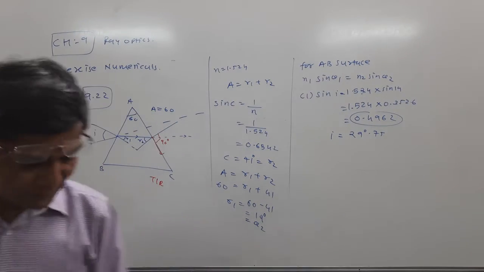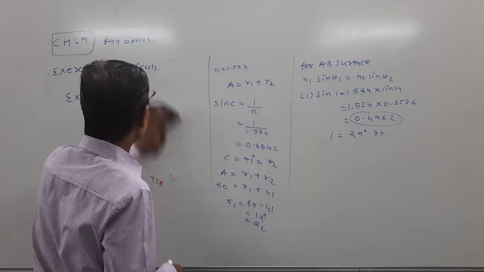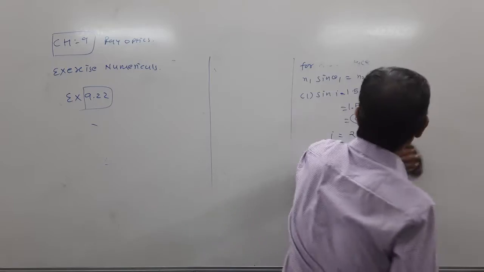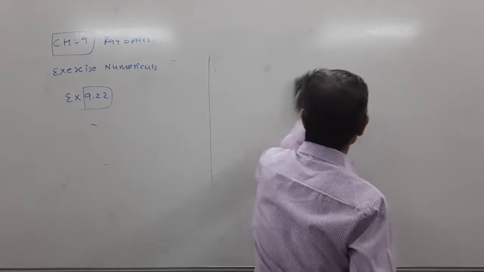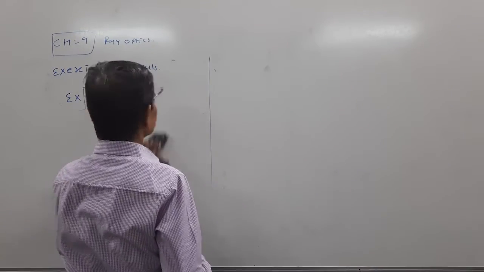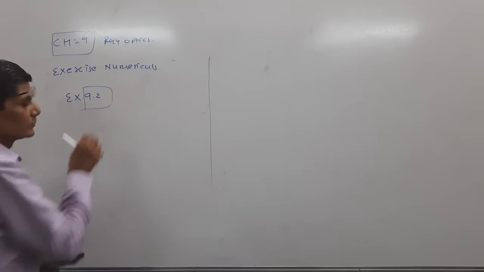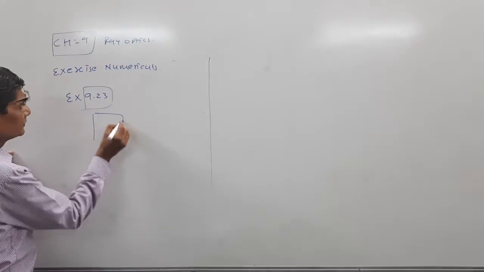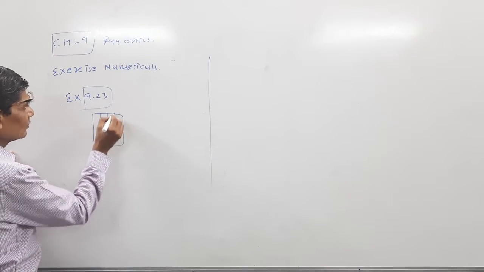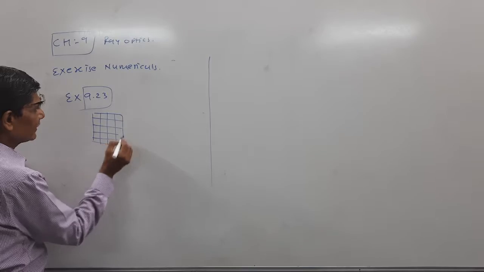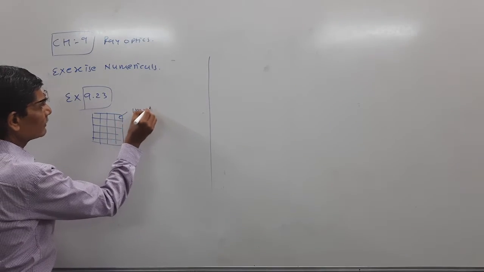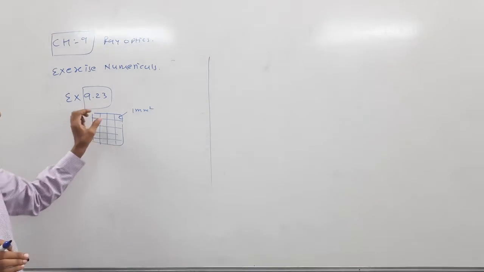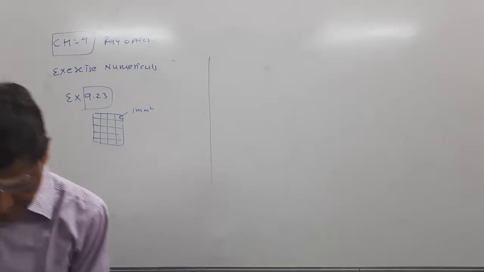Now next is our exercise sum number 9.23. Suppose a square board is there in which the squares are of size 1 mm square.